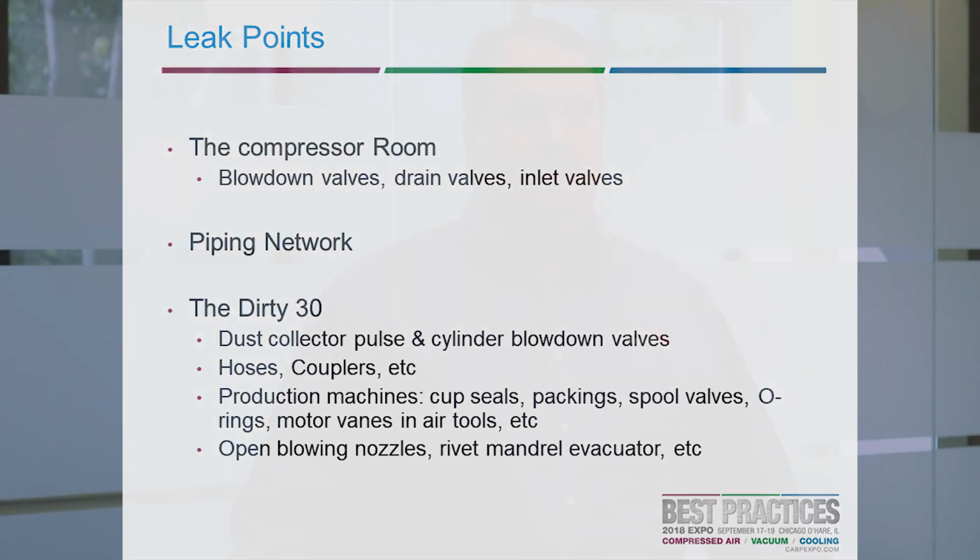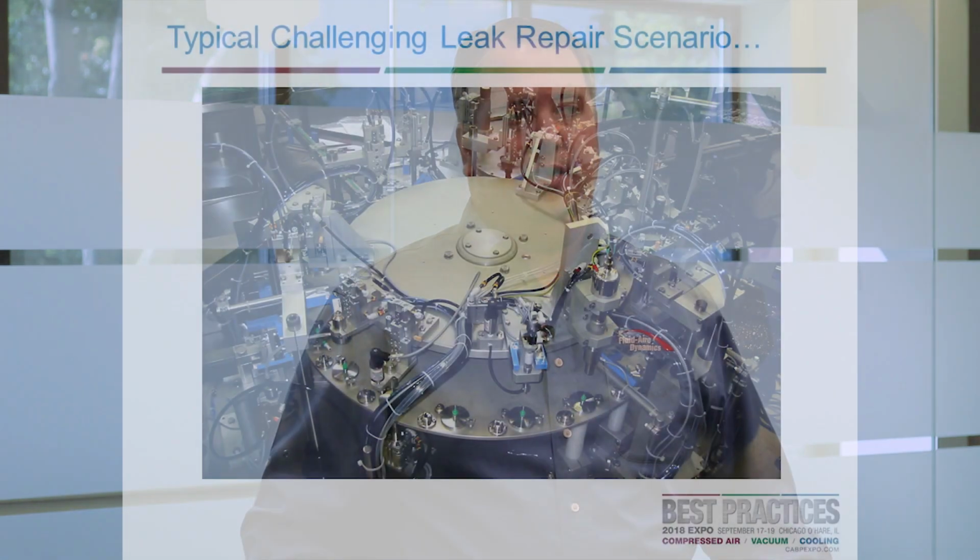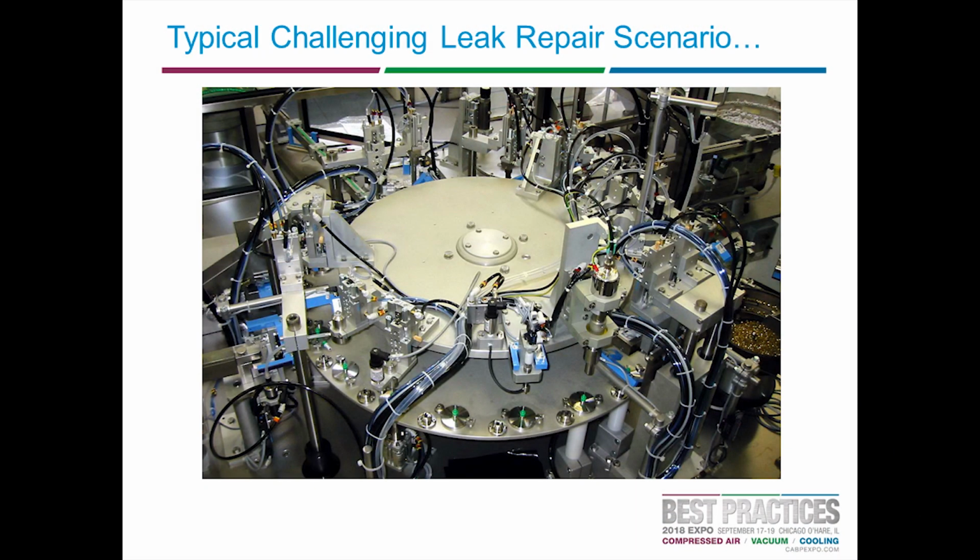Then there's open blowing. Many in the industry may say that's artificial demand, but when that person walks away or that machine's not in production and the air is still blowing through that nozzle, I would call it an air leak. This view here is a picture of a typical production machine.